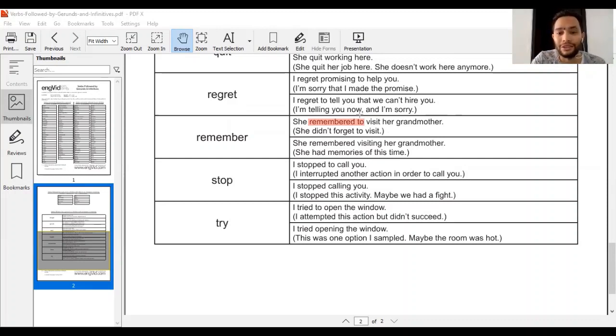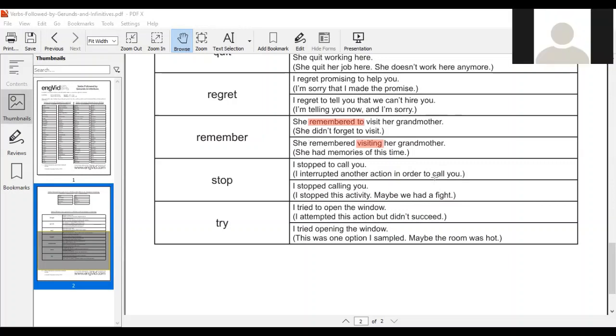But then, you got the following. She remembered visiting her grandmother. ¿Qué creen ustedes entonces que significa esto? Take a look at the intention. She had the memories of her time. She remembered visiting her grandmother. ¿Qué creen ustedes que significa eso, chicos? Que ella se recordó cuando visitaba como que la casa de su abuelo.